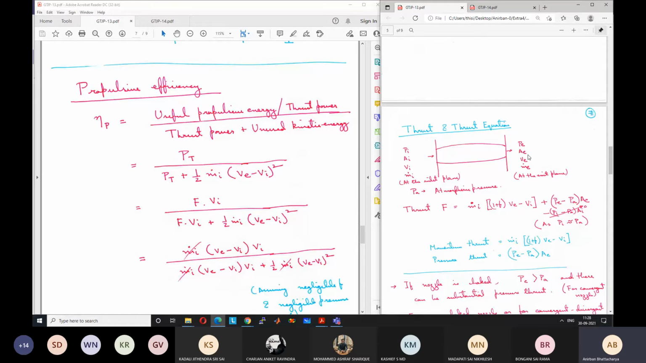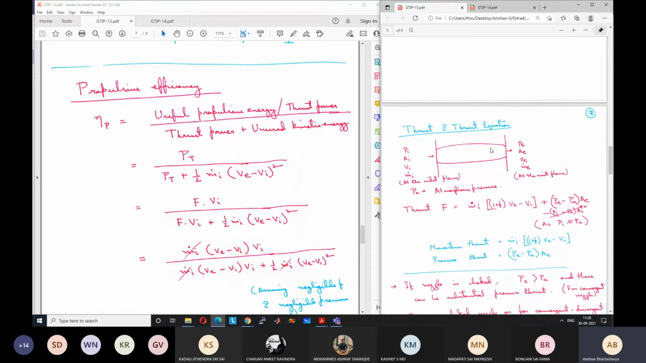So under what condition will this kinetic energy be negligible? The kinetic energy which the stationary observer sees will be negligible when v is equal to vi. At the limit, when v is equal to vi, the velocity of the exhaust gases is 0 relative to the reference frame. At that point, the kinetic energy which is lost is 0. But obviously that cannot be true because that will not propel the aircraft forward, because no thrust will develop in that case. So for thrust to develop, v needs to be greater than vi.